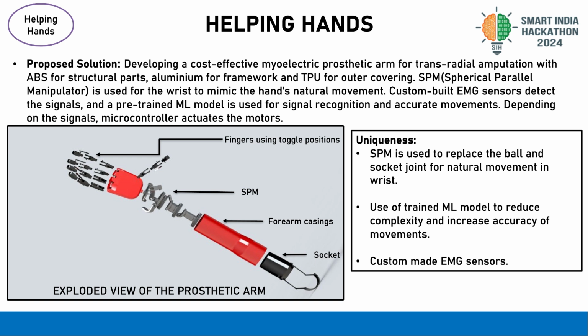The benefit of SPM over the traditional setup is that it provides better load distribution. SPMs provide better load distribution as they have multiple links, reducing the strain on individual actuators. This results in smoother and more controlled movements and increases the durability of the system. And SPM also provides increased precision and stability.